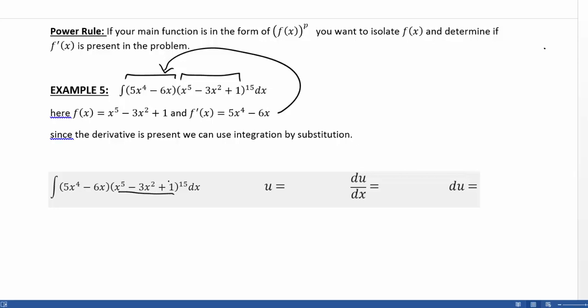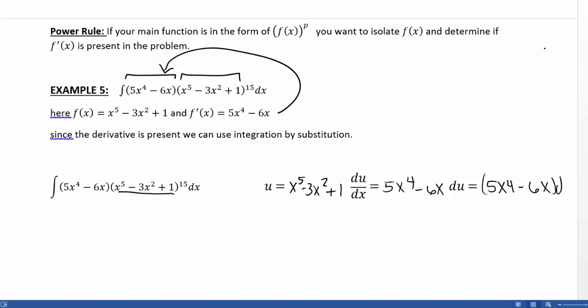Now, we have to be a little careful about this because our u is just that function. It's not the power. So we ignore the power when we're picking our u here. So we get x to the fifth minus 3x squared plus 1. It's not raised to the 15th. The u is just the inside function. So our du, or the derivative of that, is 5x to the fourth minus 6x. So for du, we need to multiply the dx up, and we get 5x to the fourth minus 6x dx.